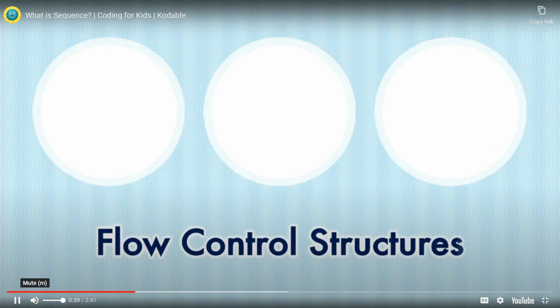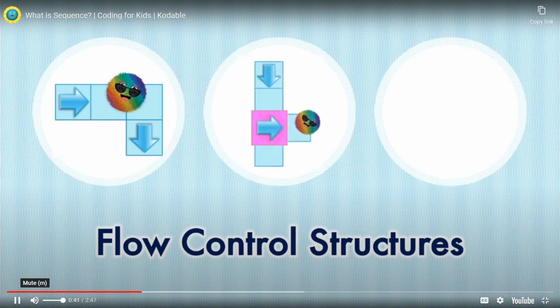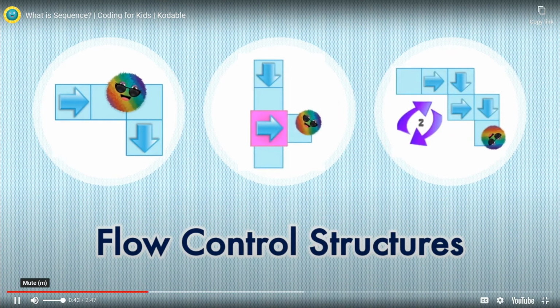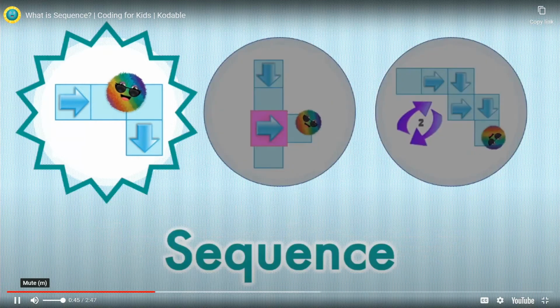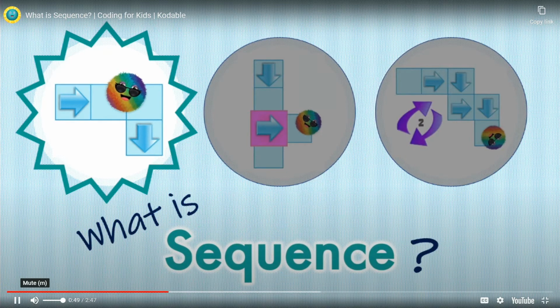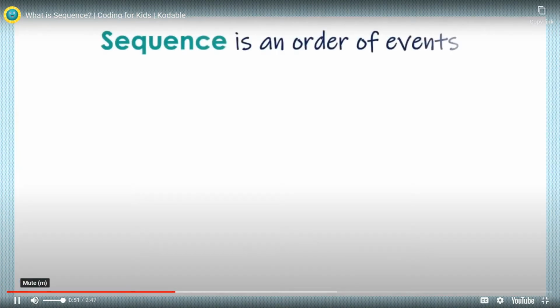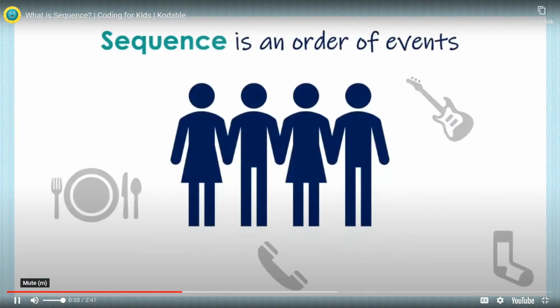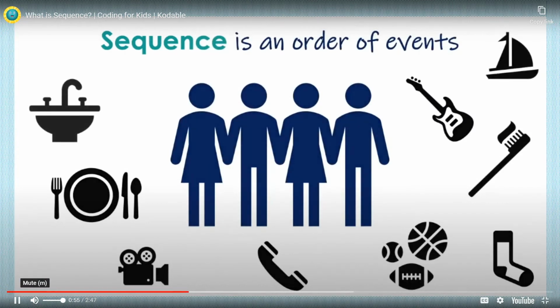There are three basic flow control structures that guide how a program works and what it does. Today, we are going to focus on sequence. So, what is sequence? Sequence is an order of events. As people, everything we do can be broken into a series of steps we follow to complete the task.